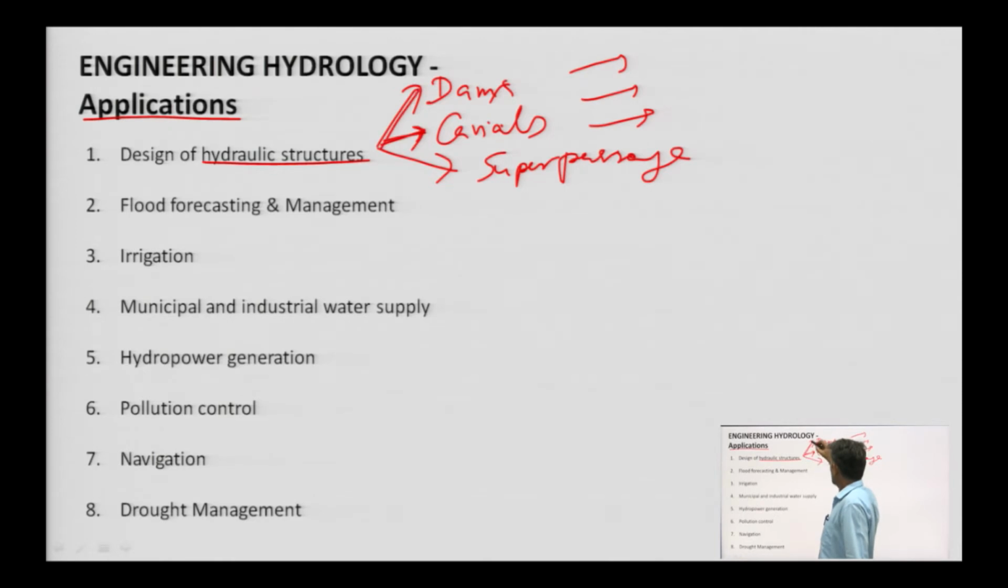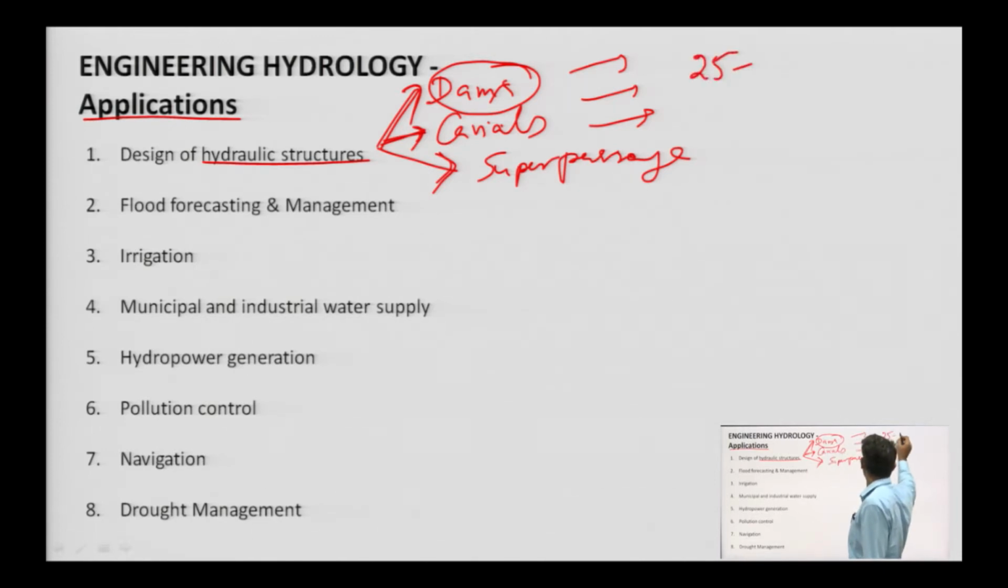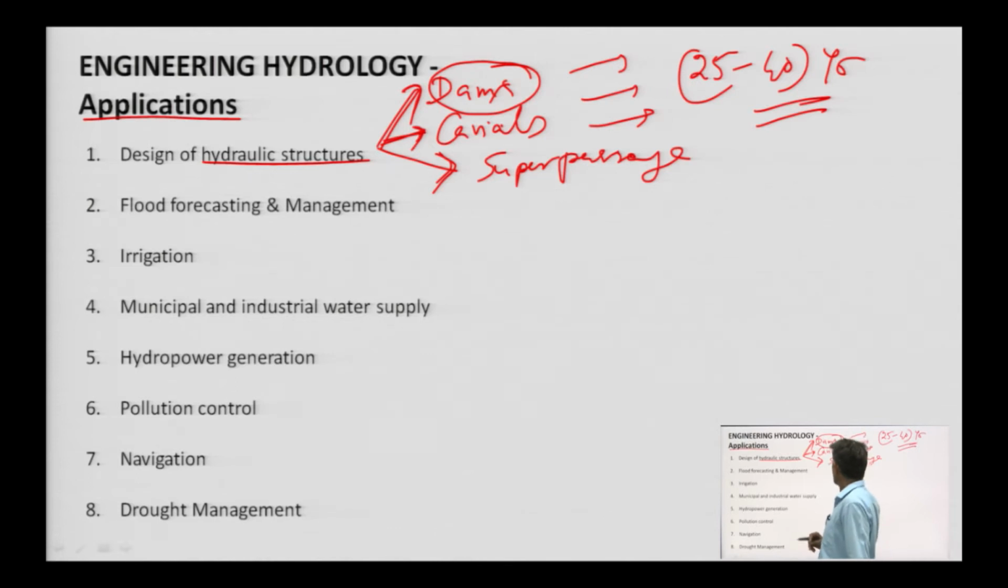If we are going to construct a dam and we do not have a clear picture of the availability of water, then it will be difficult. Therefore, prior to designing a dam, we must have data of at least the last 25 to 40 years, so that we can decide the different conditions, different elements and locations of the dam, and many more parameters.